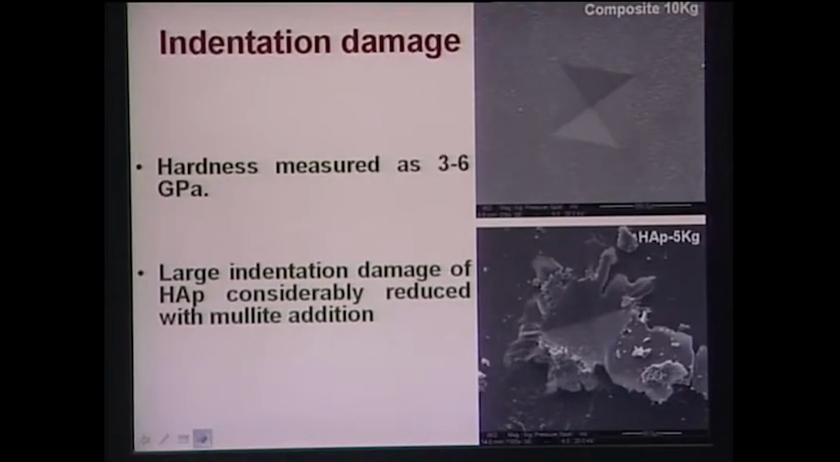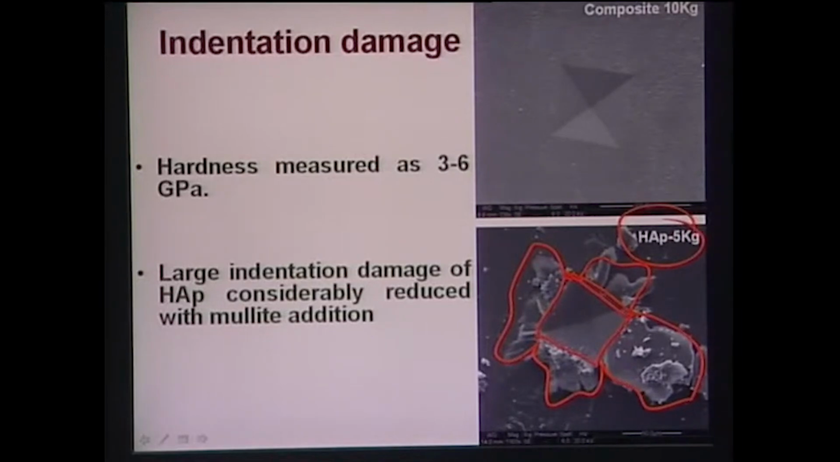Now I have shown you enough of microscopy. Now let us discuss the mechanical properties or physical properties of these materials. As I showed you at the beginning of this lecture, hydroxyapatite is essentially a brittle phase. This has been proved again. If you take a 5 kg load Vickers indent, then you can see there is a lot of spalling or indent induced damage in this material.